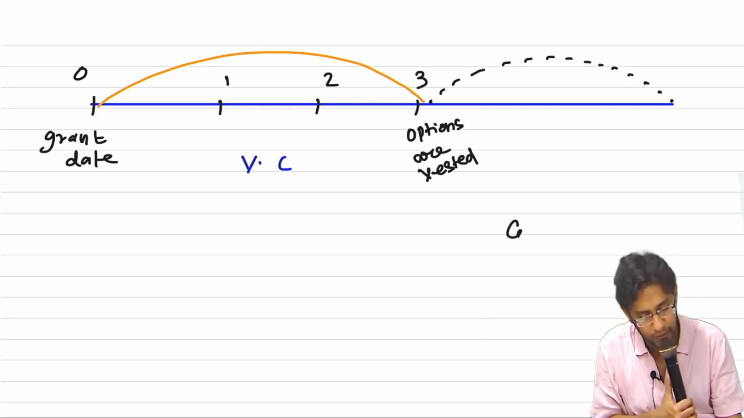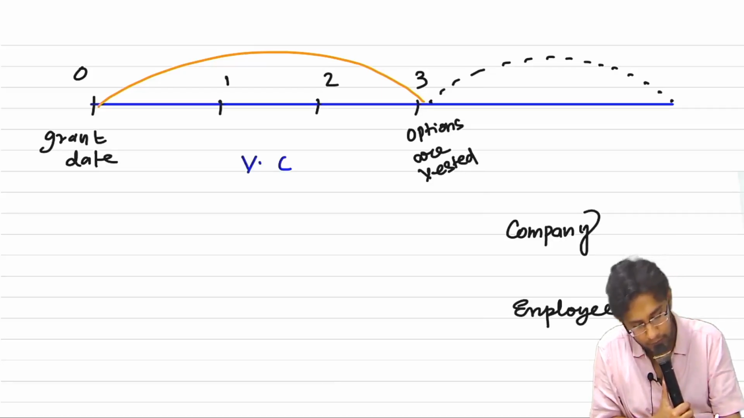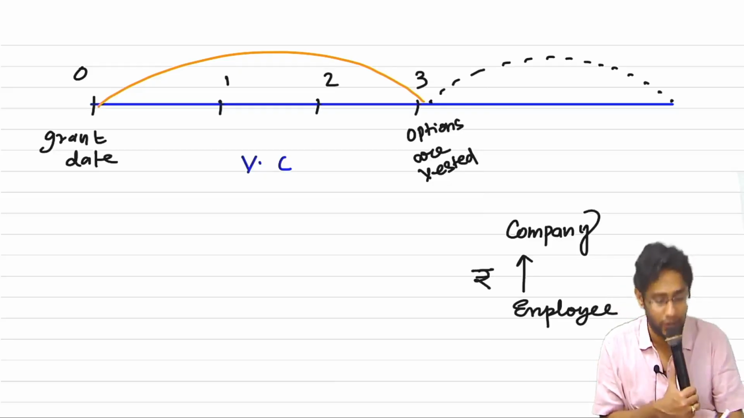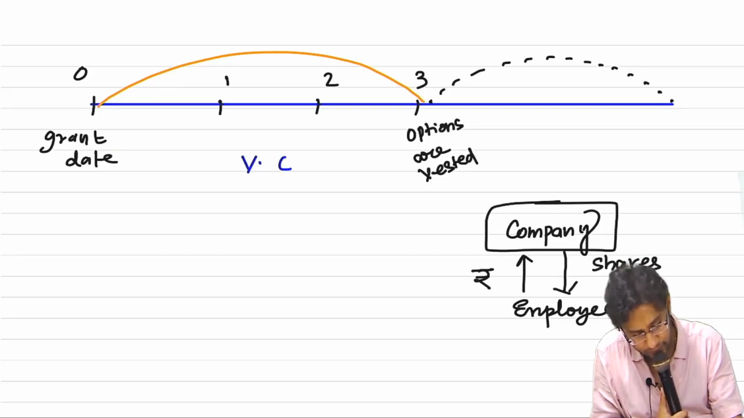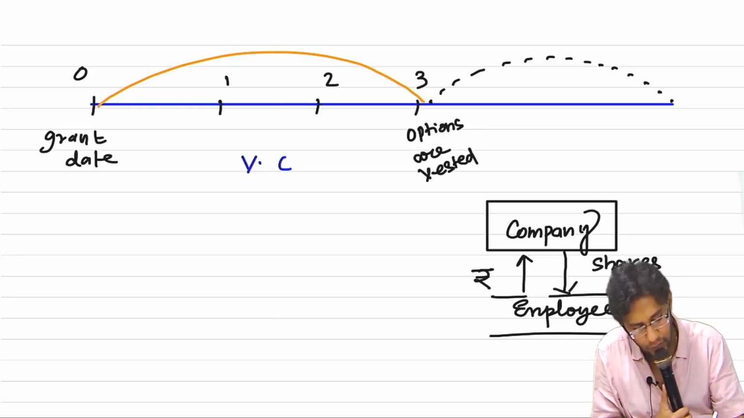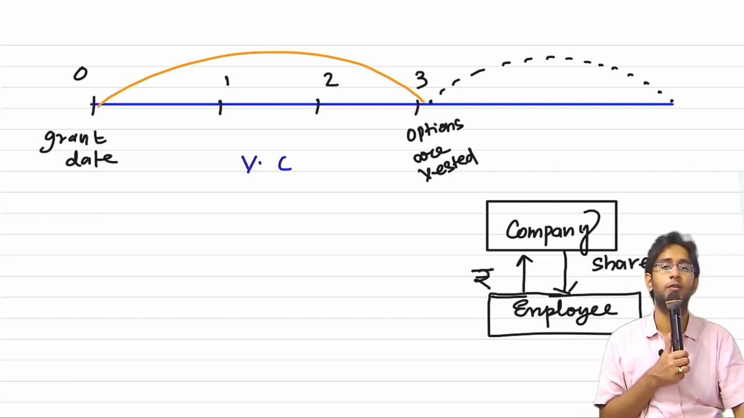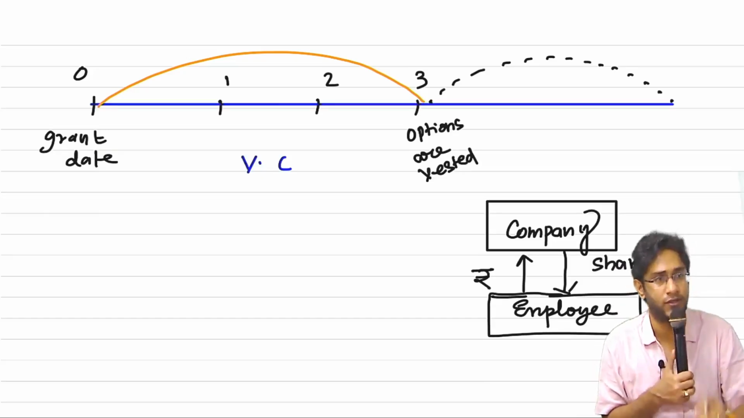Exercising the option meaning is, this is company, this is employee. Employee will pay exercise price money to the company. Company will issue shares to the employee. This is called as exercise of option. This will happen if the employee chooses to exercise.